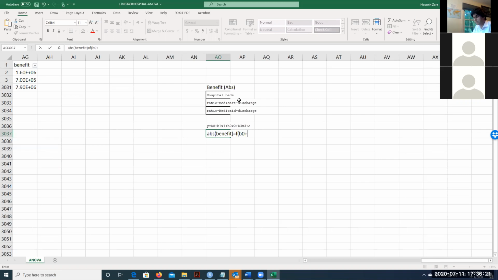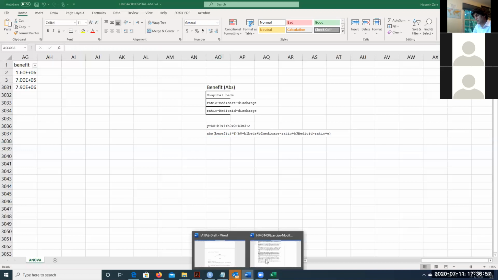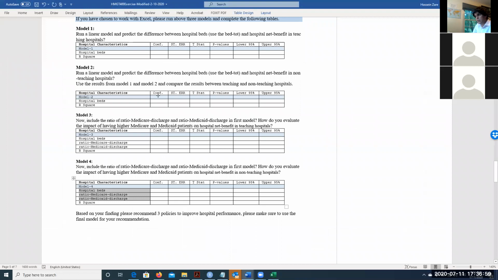Beta 1 beds plus beta 2 Medicare ratio plus beta 3 Medicaid ratio plus error. Any package you are using computes the error term and beta naught. So the beta naught, you don't need to worry about that, but you need to report the coefficients for beta for beds, Medicare and Medicaid. So the question asks you for these coefficients, right?